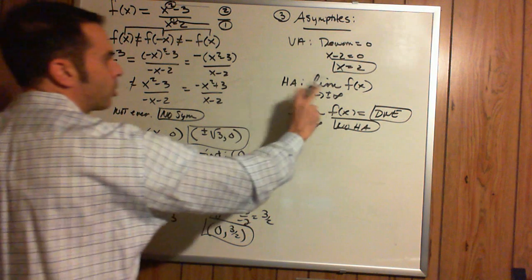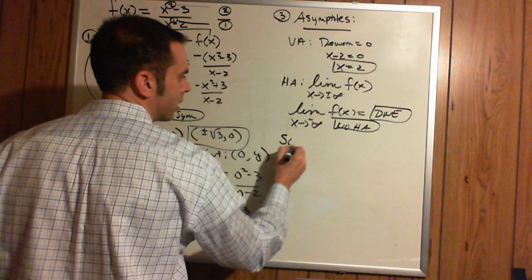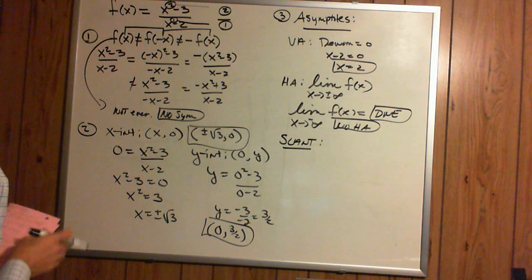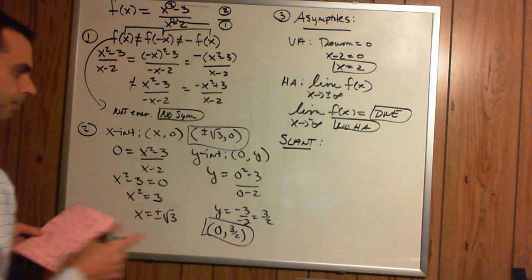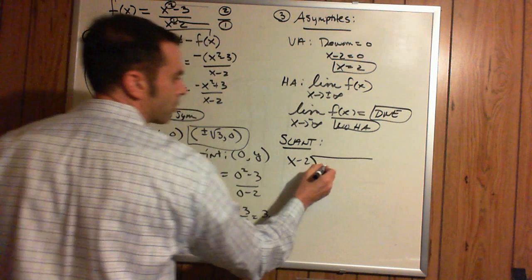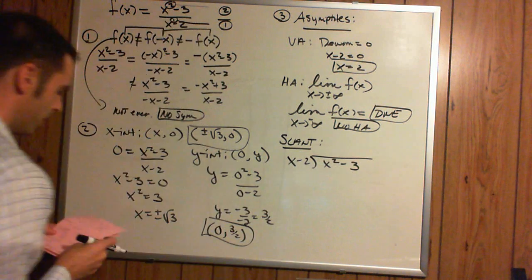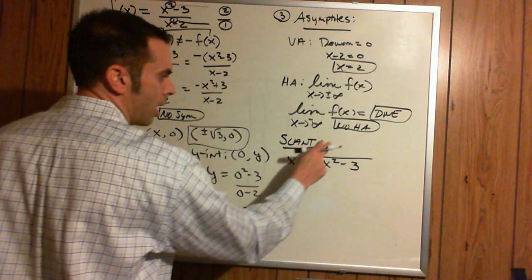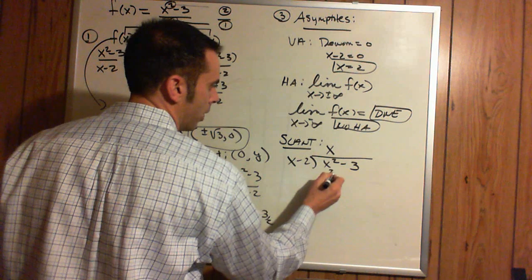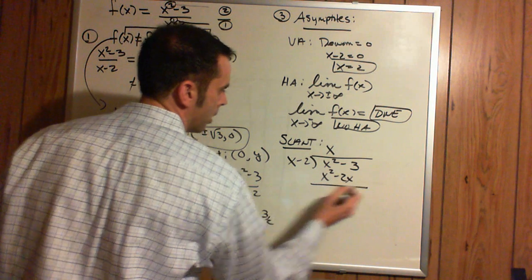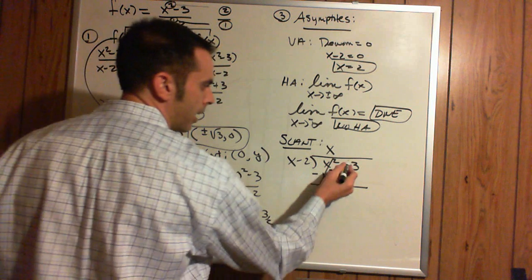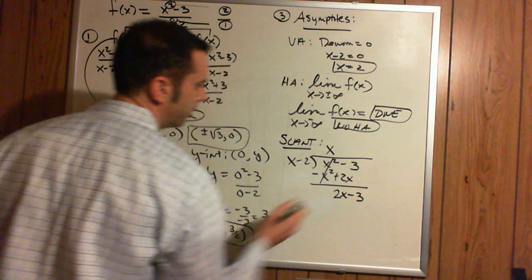So therefore we have no horizontal asymptote, but what we have is called a slant asymptote, or an oblique one. And how we figure that out is we'll just do some long division. So x minus 2 into x squared minus 3. So x times what gives us x squared? X. X times x is x squared minus 2x. Subtract, change the signs, add. Can't combine those, so it's 2x minus 3.